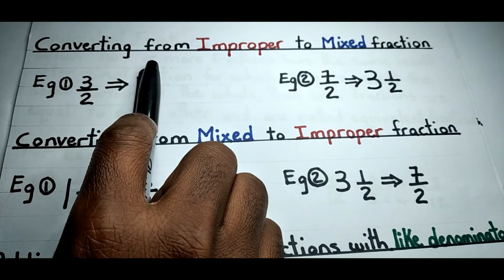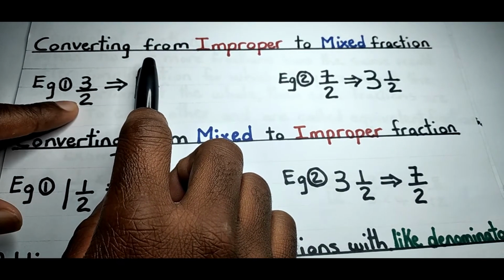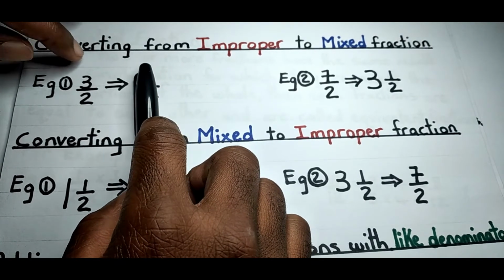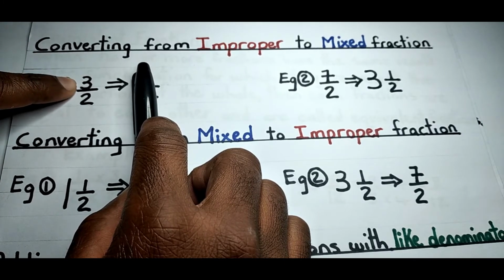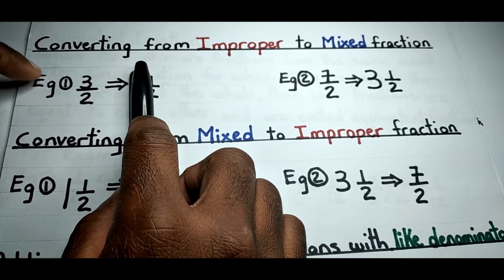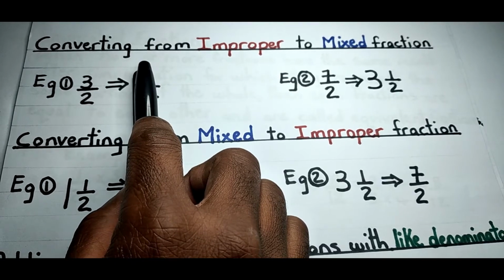Now let's look at how we do that. Here we have 3 over 2. Now we can write this thing. This is an improper fraction. As you can see here, the numerator is larger than the denominator. Now we could write this as a mixed fraction. Alright, now let's look at how we do that.